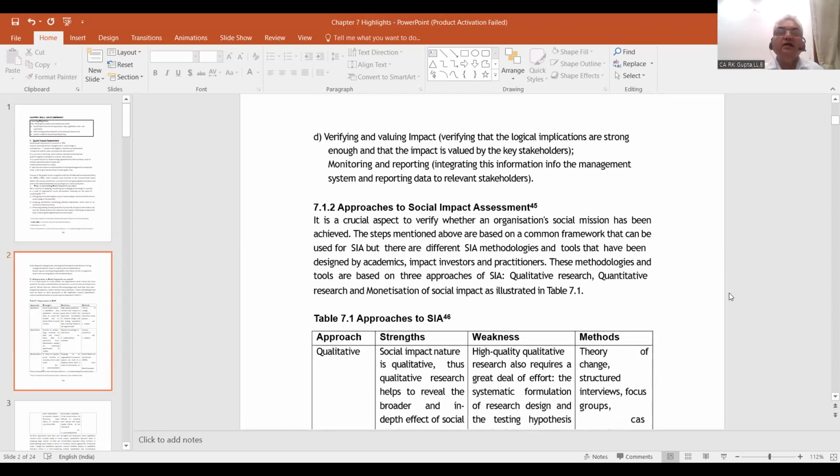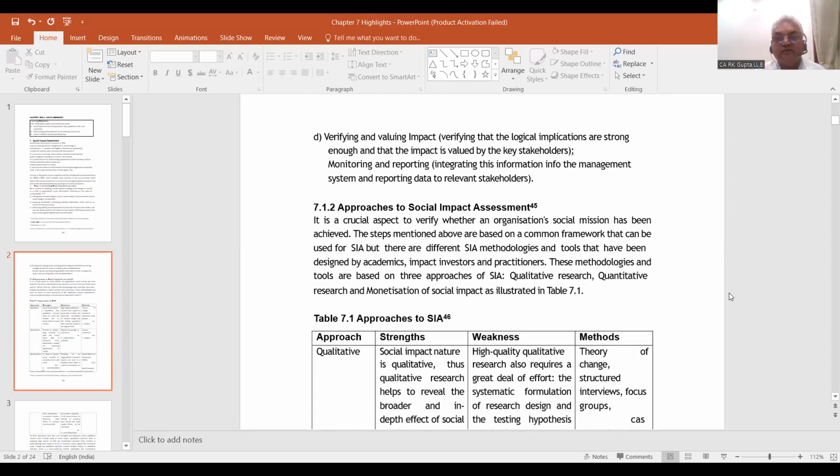And next is verifying and valuing the impact. So verifying that the logical implications are strong enough and that the impact is valued by the key stakeholders. Then monitoring and reporting, integrating this information into the management system and reporting data to relevant stakeholders. So these are some of the objectives of social impact assessment and the steps in conducting social impact assessment.